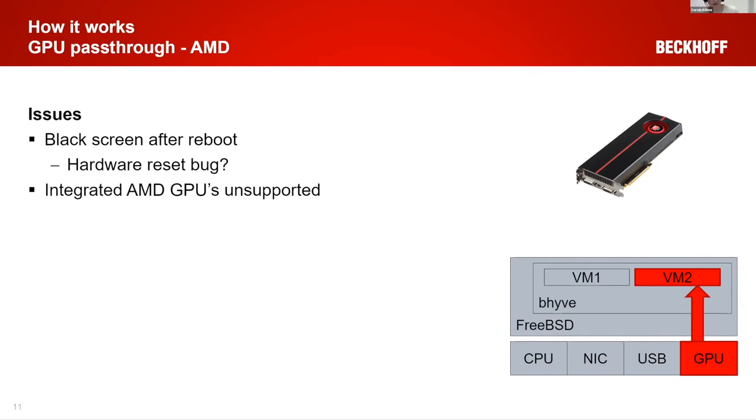Okay, but if you use GPU passthrough, you may see some issues. First of all, it could be that you have a black screen after rebooting your VM. And I'm not really sure if it's caused by a hardware bug, because some AMD GPUs are facing a reset bug. And I don't know if it's also the case on my GPU and maybe on yours too. Additionally, AMD released its Ryzen CPUs with integrated graphics, but they aren't supported by my current bhyve patches.